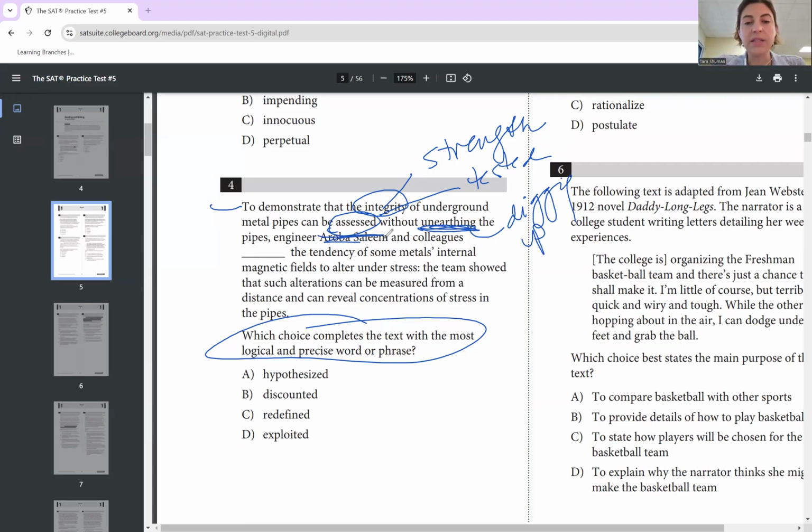The engineer and colleagues blank the tendency of some metals. So we see automatically we've got verbs, so we know we're dealing with verbs. Blank the tendency of some metals, that's going to be possession. So we know that the metals possess this internal magnetic field to alter under stress. We've got a colon, so we know they're introducing what they must have done with the tendency. So they show that such alterations can be measured from a distance and can reveal concentrations of stress. They are measuring these things from a distance to show that we can assess these things without digging them up.